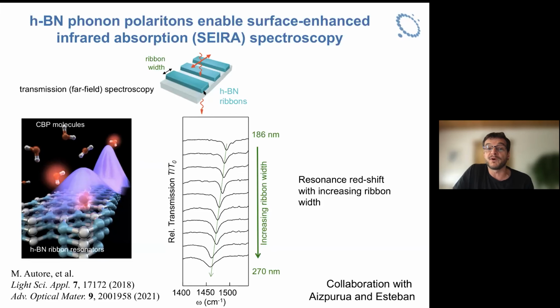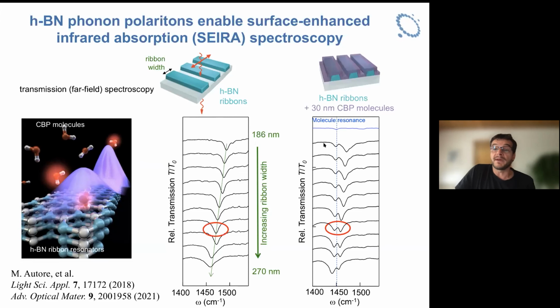This dip corresponds to the resonance, the fundamental resonance of these ribbons. Then we increase the ribbon width, and we see that the dip here in the spectrum shifts to lower frequencies. This is exactly what one would expect for classical resonators. It's simply because the polariton wavelength becomes longer with smaller frequencies here.